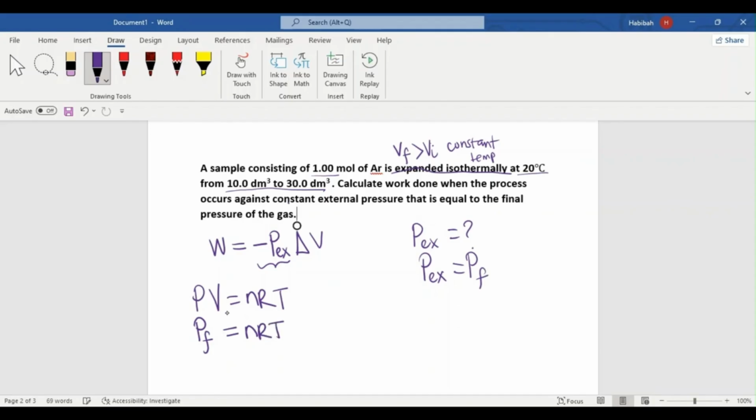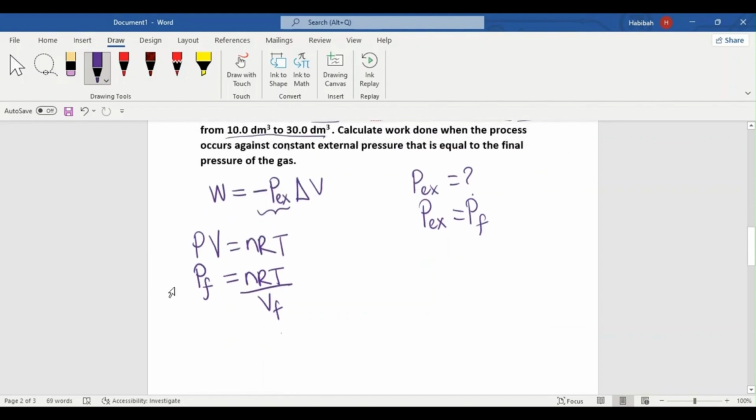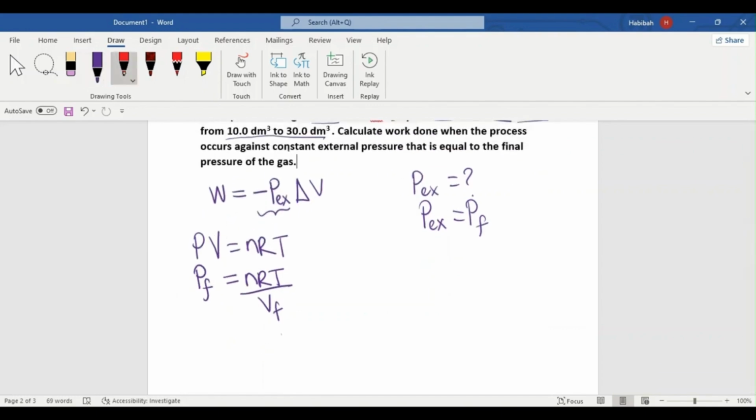nRT, and then we put this equation in terms of P final, so that's going to be divided by V final. We're using the final volume because we're looking for the final pressure. If we're looking for the initial pressure, we'd be using the initial volume. This is the reason why I'm having V final here and I'm not picking any other volume. So we have this now. We do the math. We use the number of moles that we're given.